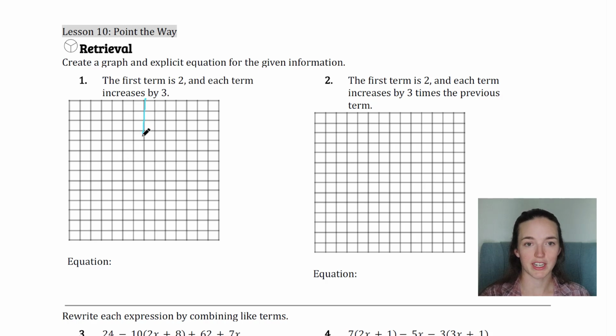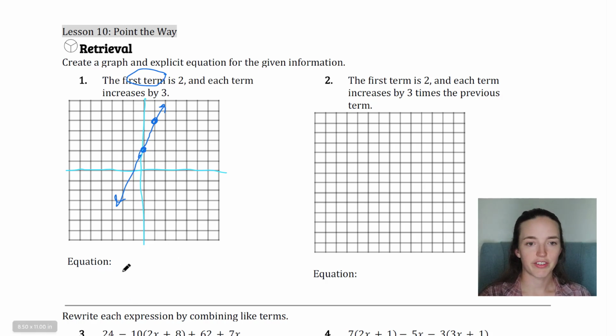Okay, so I'm going to make my x and y axis here. It says the first term is 2. I'm not sure if that's supposed to mean step 0 or step 1. I'm going to assume that this means step 0. So step 0 is 2. And each term increases by 3. So step 1, I'm going to go up 1, 2, 3. And that's all that's going to fit, I guess. There we go. Beautiful. Wow, look at that straight line. It's beautiful, right? Well, it's the best straight line I've ever drawn.